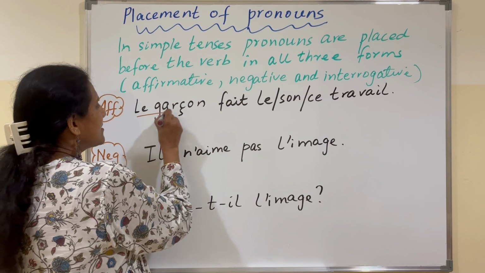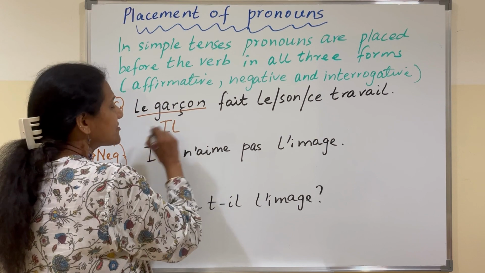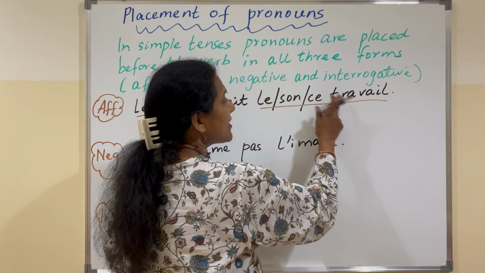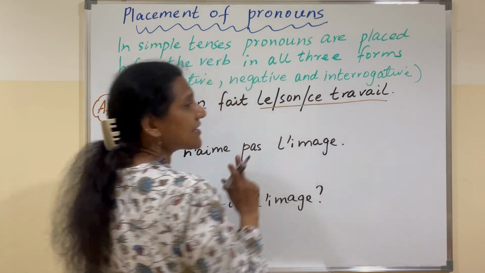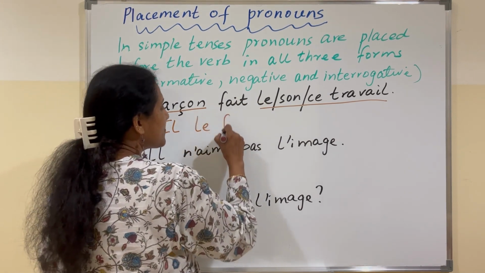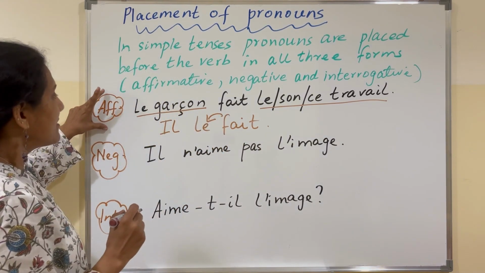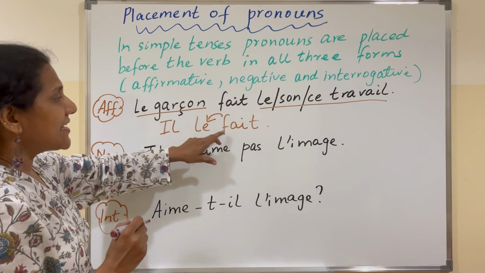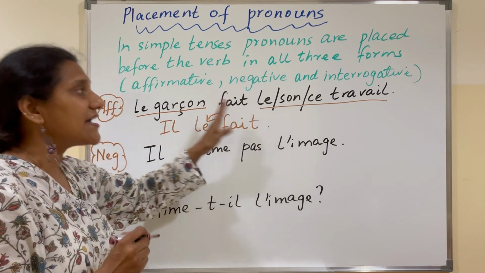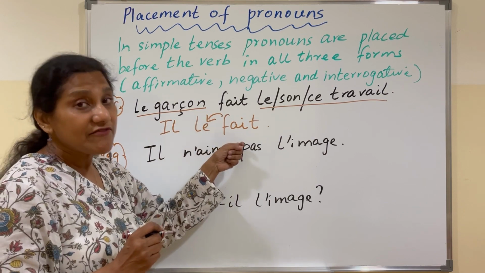So here we replace the subject pronoun also. It's le garçon, so il, and le travail, if it is le travail, or if it is son travail or ce travail, is replaced by le. So where am I supposed to place it? I'm supposed to place it before the verb. So here we go. In an affirmative sentence, we can see that le garçon fait le travail, le garçon fait son travail, le garçon fait ce travail is replaced by il le fait.